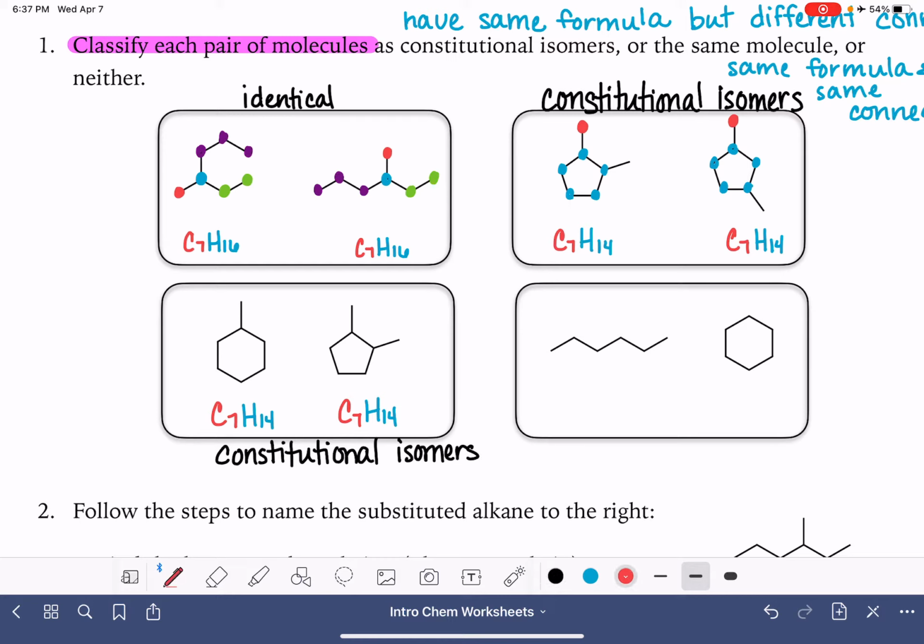Here's our last example. Let's count our carbons. 1, 2, 3, 4, 5, 6, C6 versus 1, 2, 3, 4, 5, 6, C6. And our hydrogens, 1, 2, 3, 4, 5, 6, 7, 8, 9, 10, 11, 12, 13, 14, H14.